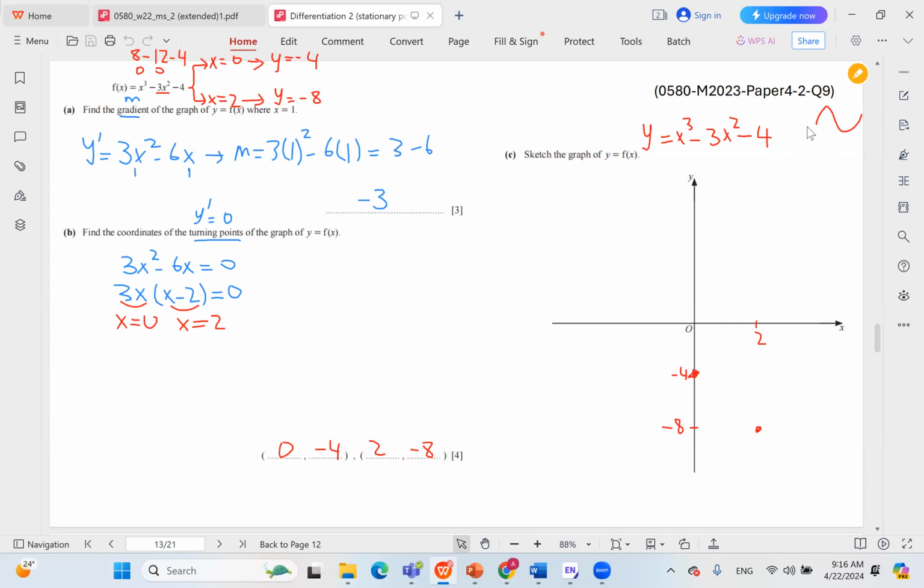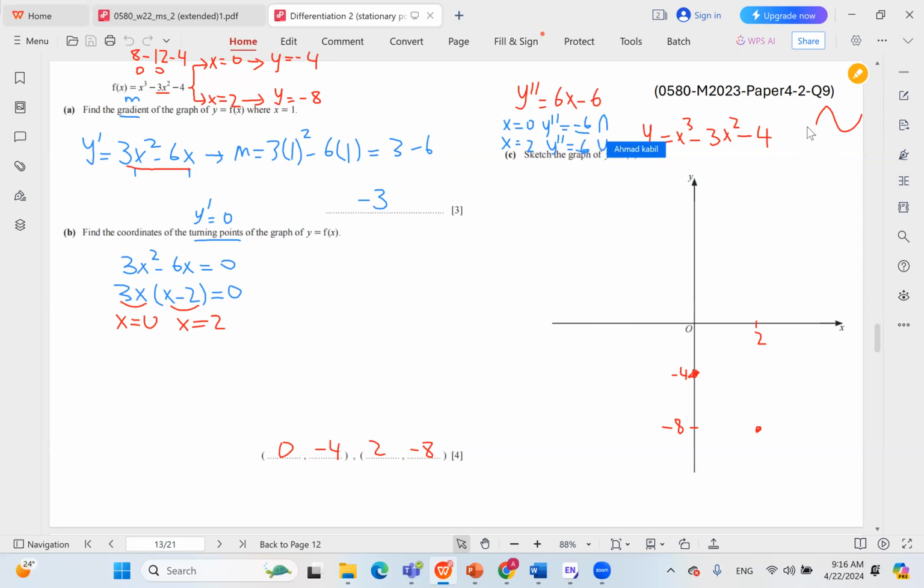But in order to figure out how to draw the curve, we need to figure out whether these points are maxima or minima. And the way to do that is to get y double dash, like we said before. So if we differentiate again, y double dash is equal to 6x minus 6. So when x equals 0, y double dash is negative 6. When x equals 2, I'm using the coordinates of the turning point, y double dash is equal to positive 6. So this here is negative, so it's a maximum, and this here is positive, so it's a minimum.